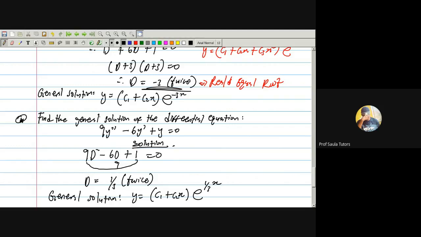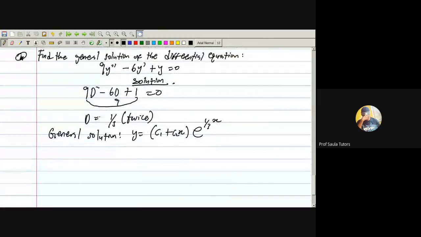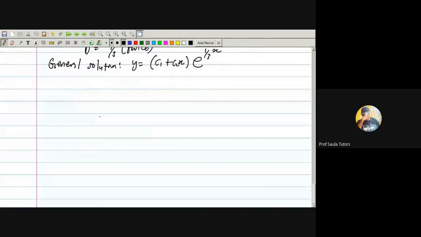That's for repeated roots. Let's look at one more on complex roots. Look at this question. You have learned how to write for real and distinct roots. You've learned how to write real and equal roots. And what you are learning now is complex roots. Now look at this equation.